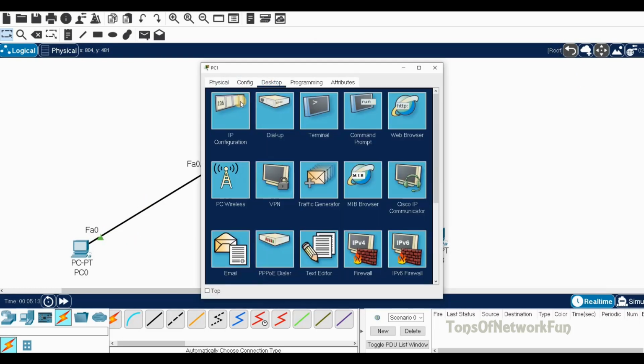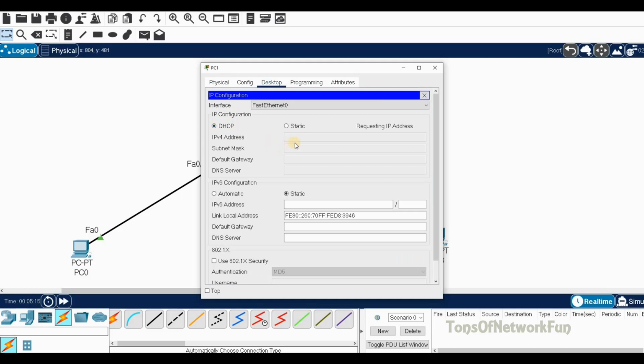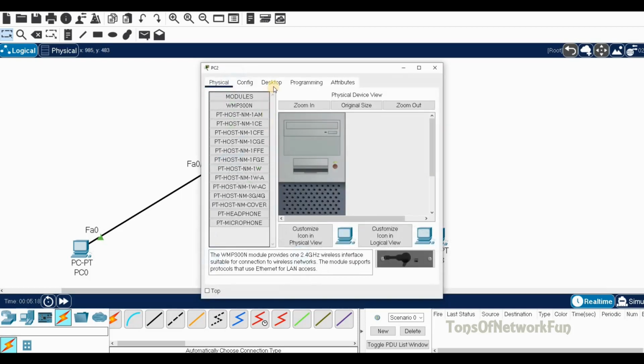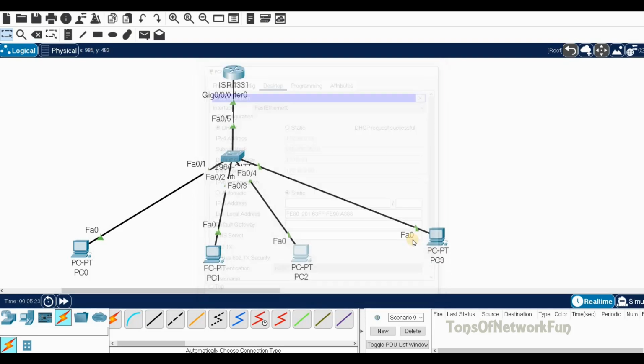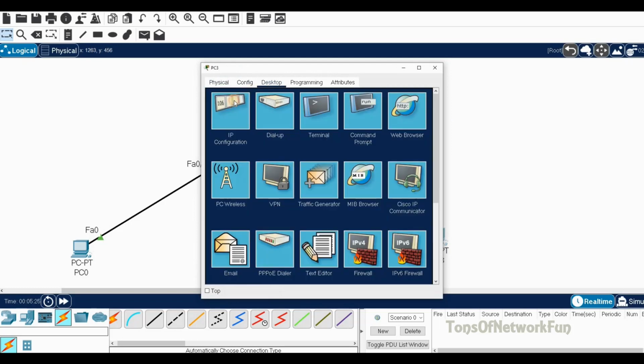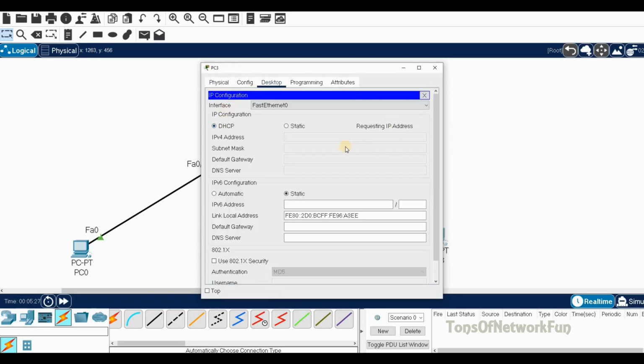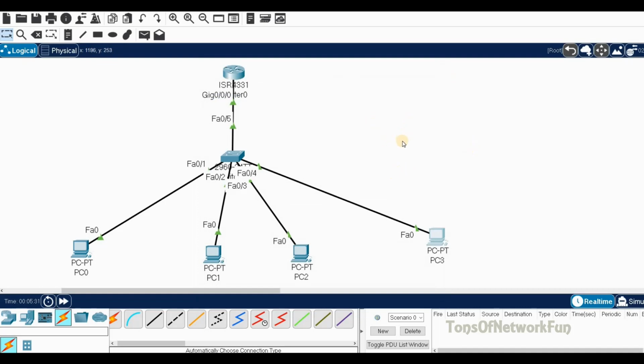This should be 22, 23, and 24. Okay, 24. So we have satisfied the requirement for 1,000 hosts at the airport terminal. This is how you would do it.